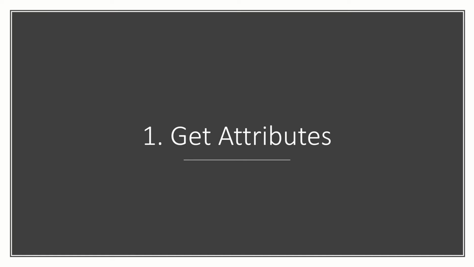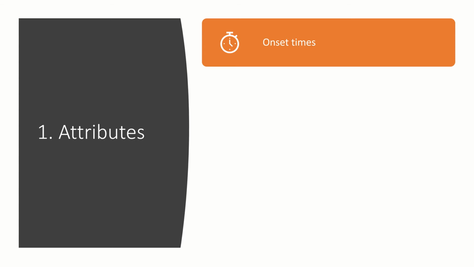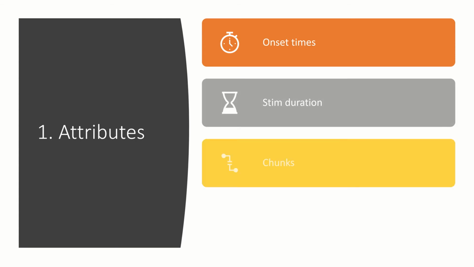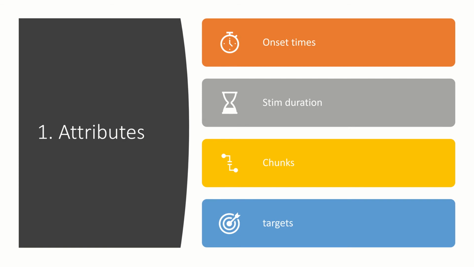Okay, so step one, we're going to get some attributes, and we're going to see what time the faces or shapes appear on the screen, how long they're on the screen for. We'll set up some chunks and we'll set up some targets. So onset times and stim duration are pretty straightforward, and chunks and targets are a bit more confusing.